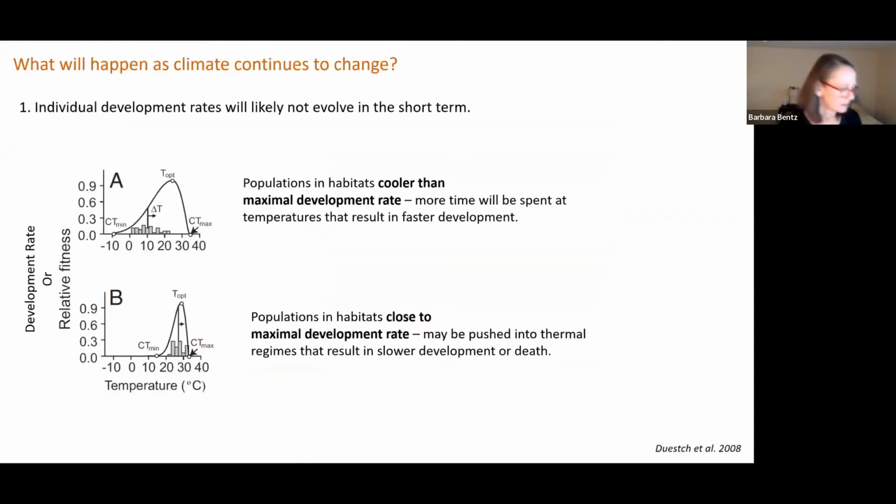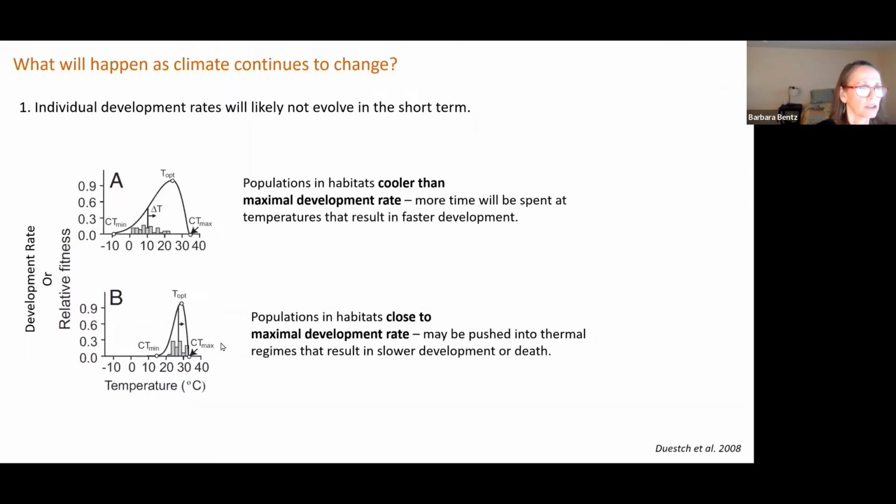So what does that mean for the future and bark beetle population success? It's likely that development rates and thresholds are not going to evolve in the short term. And theory suggests that populations that are in habitats that are cooler than their maximal development will move along the development rate curve. So if they're in an environment that's cooler and temperature is warm, they're going to move to more maximal development rate, and more time is going to be spent at these temperatures that result in faster development.